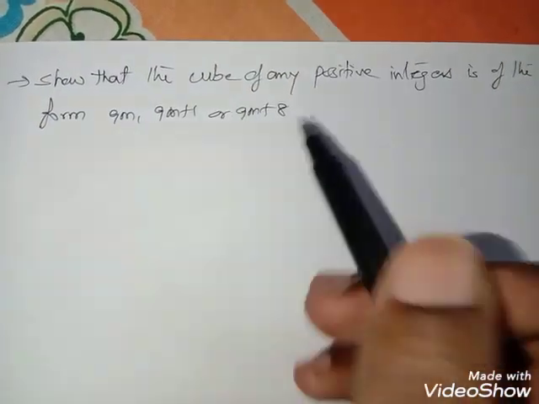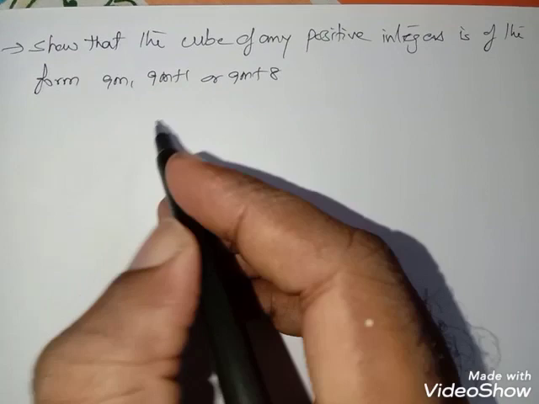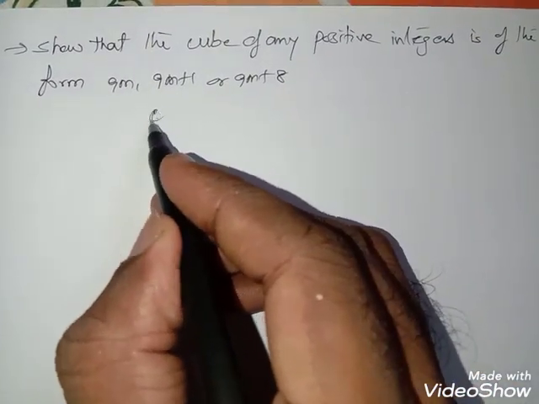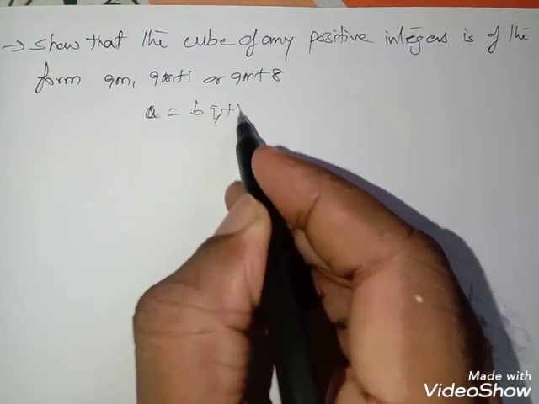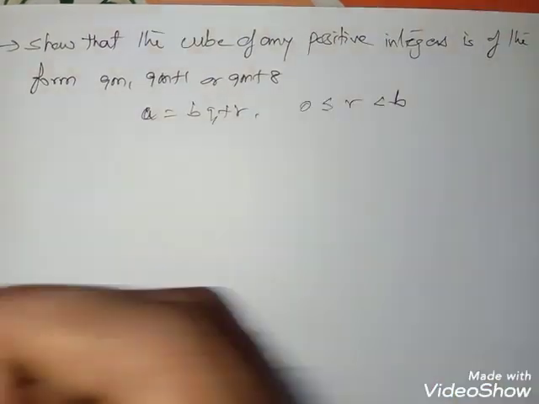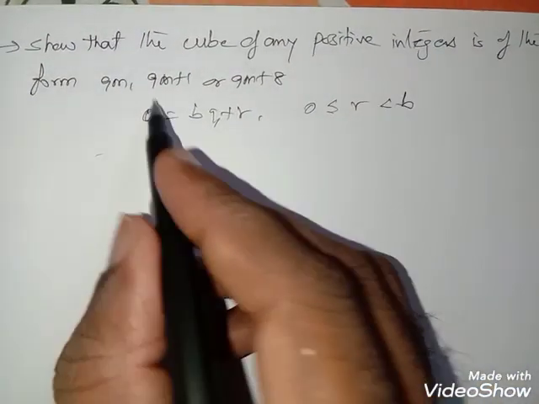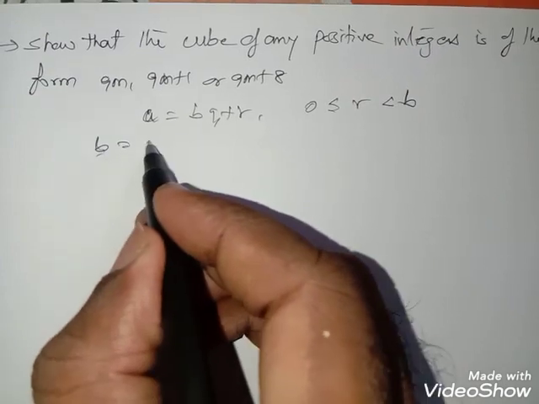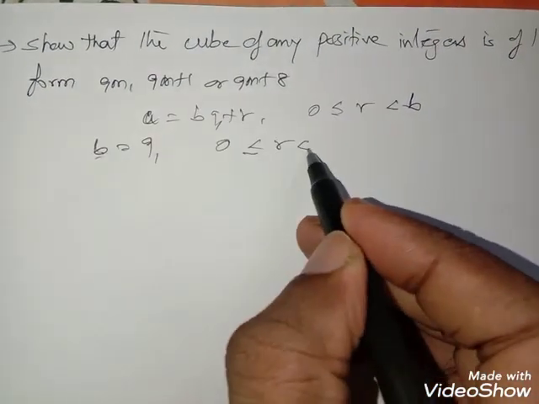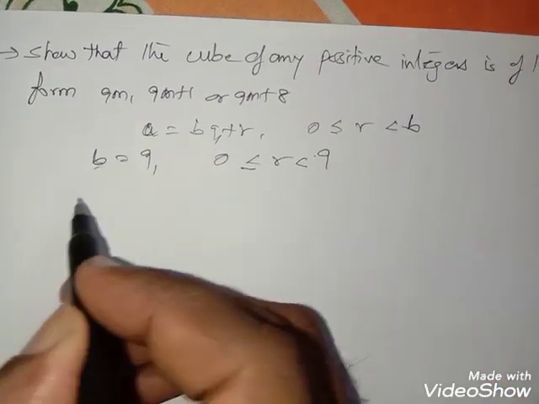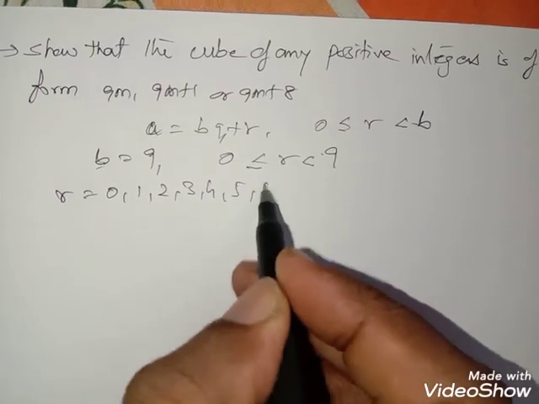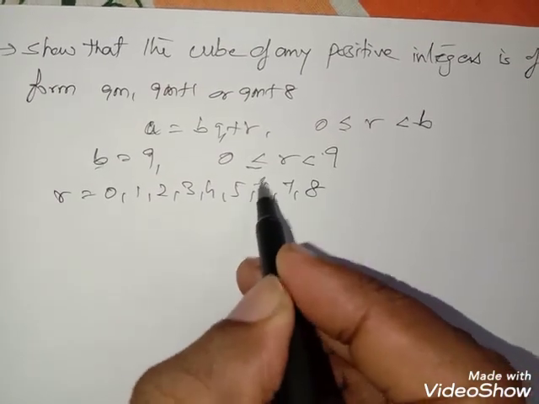Now we have to take the cubing on both sides. As per the definition of Euclid's division lemma, a is equal to b cube plus r, where r is lying between 0 and b. If I compare this with the value of the above equation, b is equal to 9, so r will be lying between 0 and 9. So r is equal to 0, 1, 2, 3, 4, 5, 6, 7 and 8.